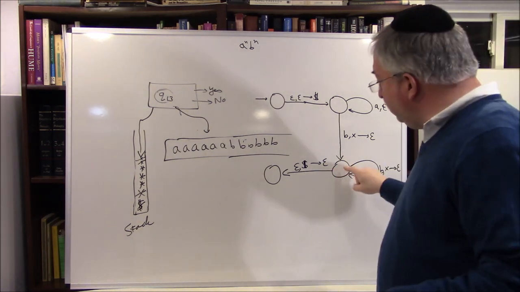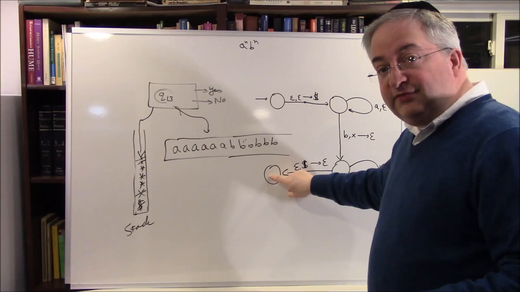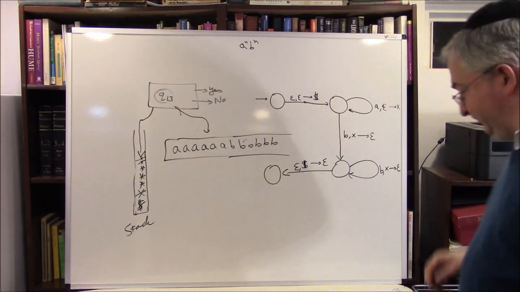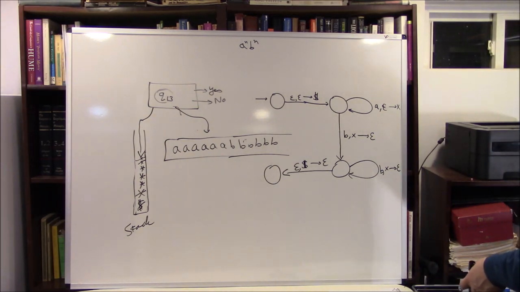The only way I'll ever get here is when I have exactly the number of A's as I have B's. Okay, so that's a nice little example.